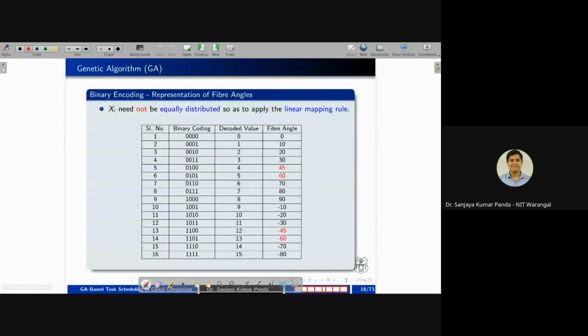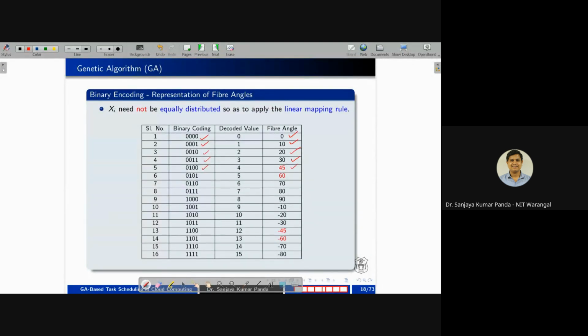Another example you can see here: xi also need not be equally distributed so as to apply the linear mapping rule. For example, here we are using 16 different possibilities starting from 4 zeros to 4 ones, and the decoded value is 0 to 15 to represent the fiber angles. So 0000 is representing fiber angle 0. Similarly, 0001 is representing fiber angle 10, 0010 is representing fiber angle 20, 0011 is representing fiber angle 30.